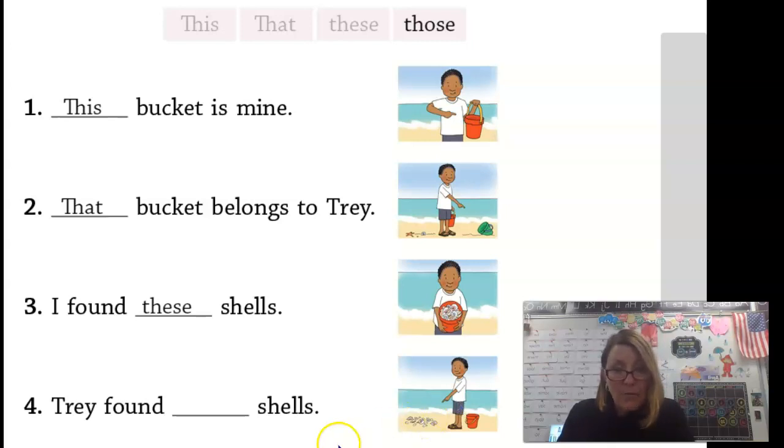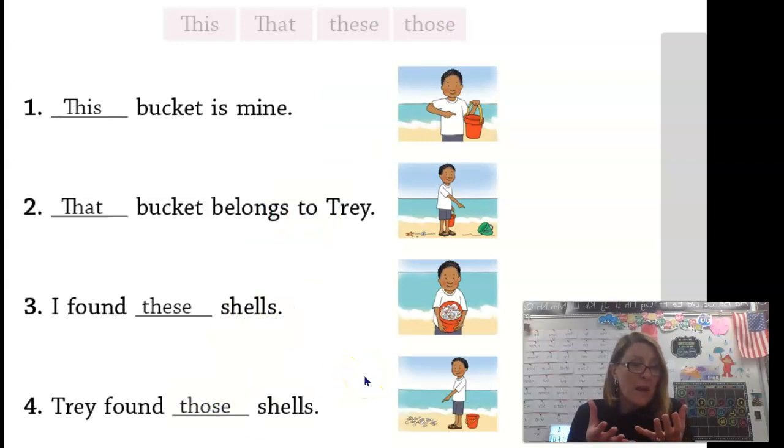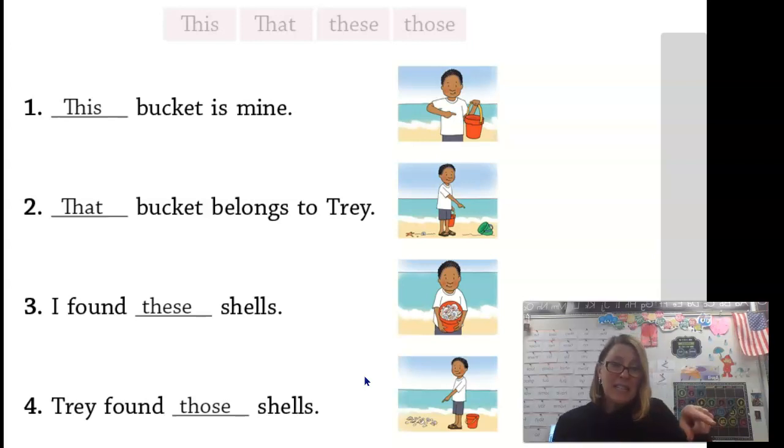All right, so Trey found shells. And he's pointing to them. So that means it's, yeah, those. Trey found those shells. And again, you could say Trey found these shells if you were holding them up. So if Bob had held up the shells and said, and these are the ones that Trey found, then you would say these. But because he's pointing, he says those.